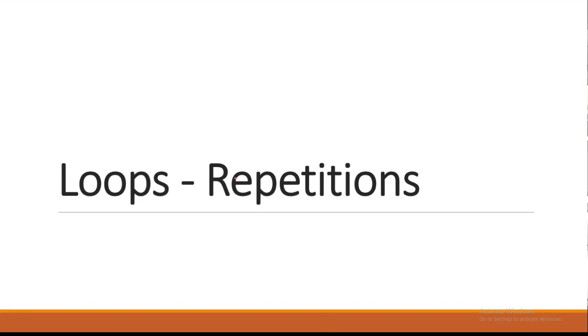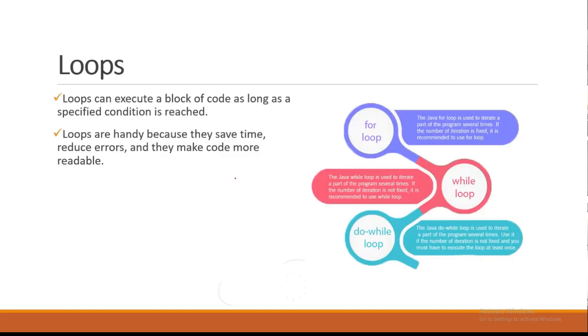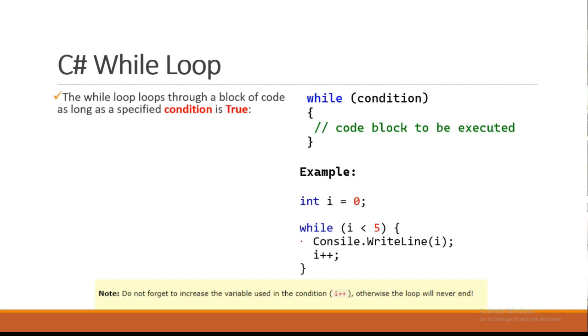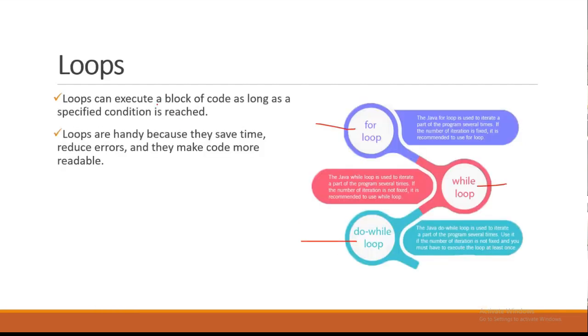How do we use loops in C sharp? You can use a for loop, while loop, or do while loop in C sharp. We can also use a foreach loop in C sharp. Loops can execute a block of code as long as a specified condition is reached.